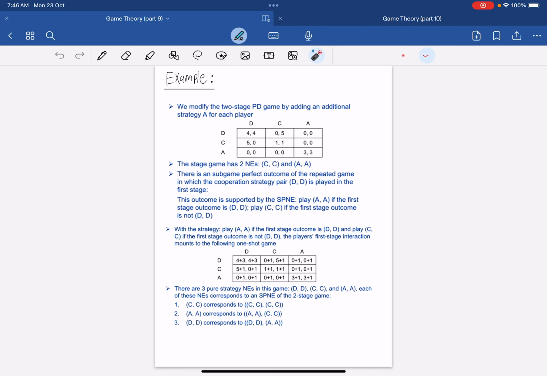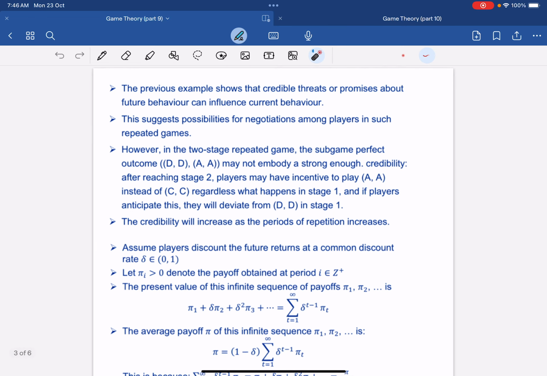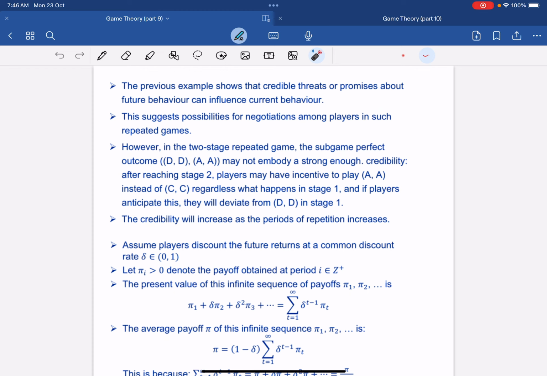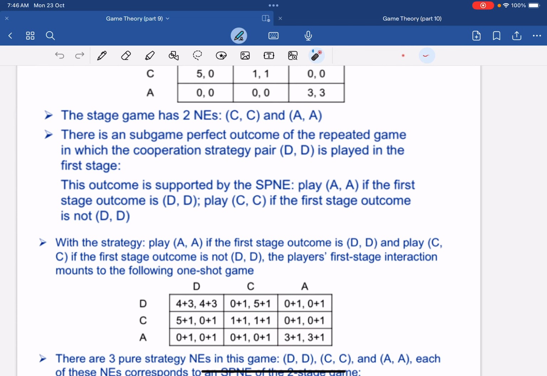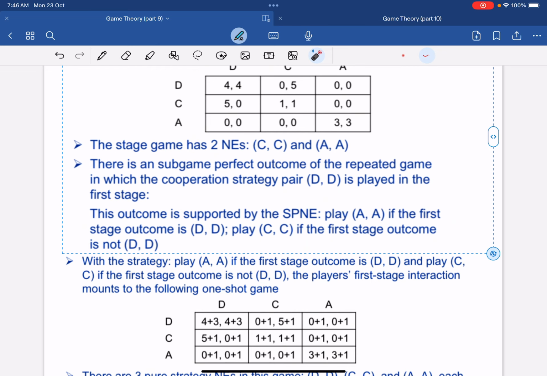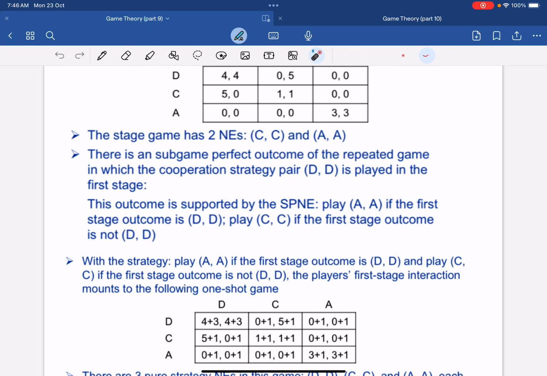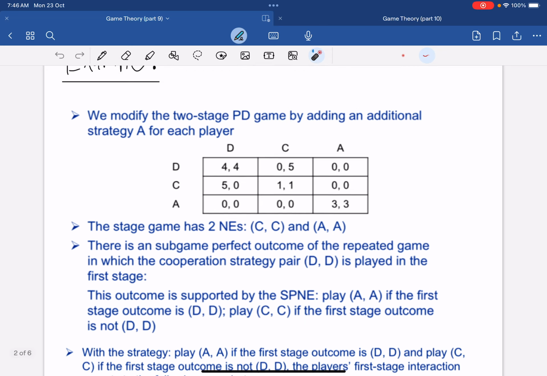And we'll move on. So in the previous example, we showed how credible threats have an influence on the current behavior, and this allows for negotiation among the players. Because we know that in stage 1 now, we don't need to play always CC, and we can choose other outcomes.